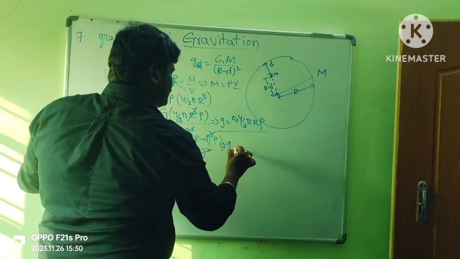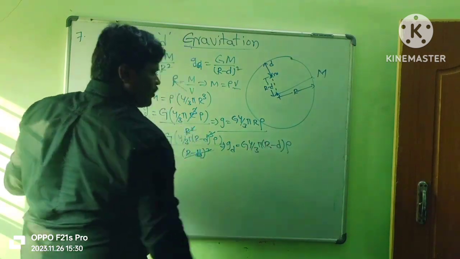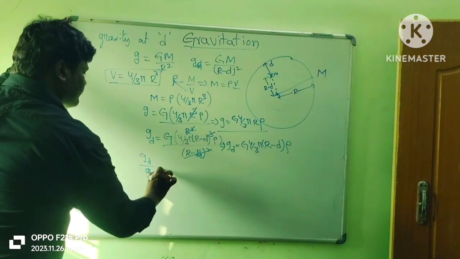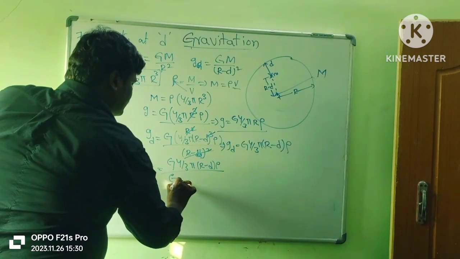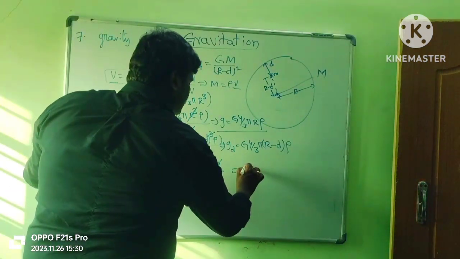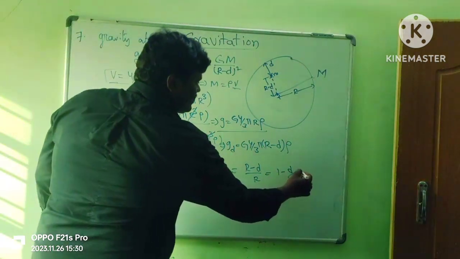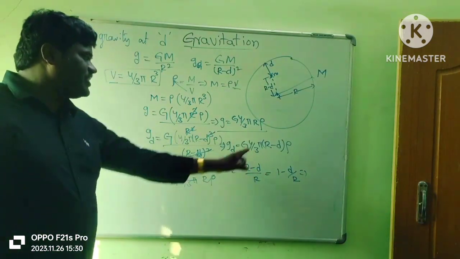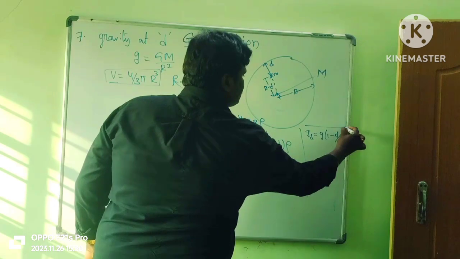Now we get gD is equal to G into 4 by 3 pi into R minus D into rho. Now we take the ratio gD by g. Finally gD by g is equal to G into 4 by 3 pi into R minus D into rho, divided by G into 4 by 3 pi into R rho. Rho gets cancelled, G 4 by 3 pi gets cancelled. Now it is R minus D by R, which we can write as 1 minus D by R. Finally gD by g is equal to 1 minus D by R. Then gD is equal to g into 1 minus D by R. So this is the gravity at certain depth.